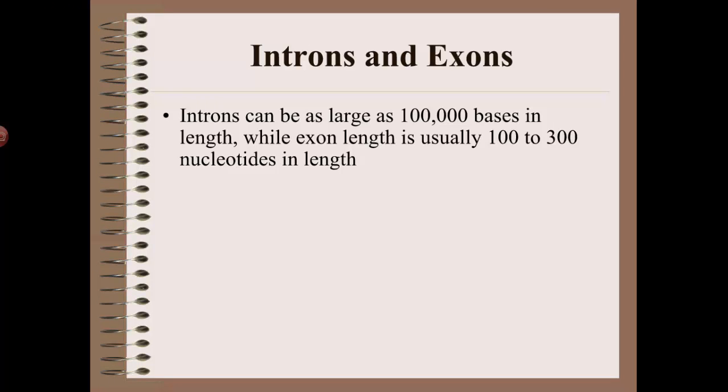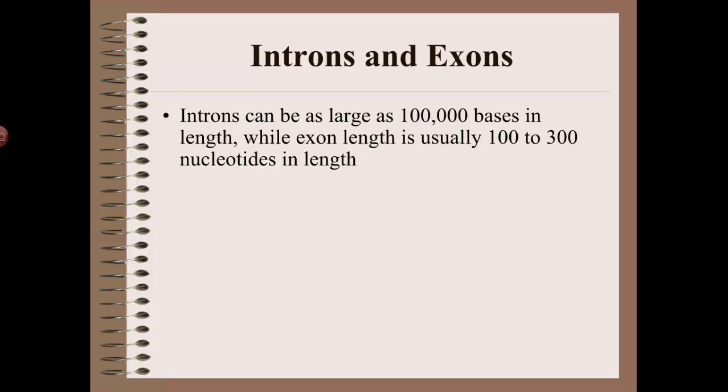There are some interesting things about these introns. They can be as big as 100,000 bases in length. Exons are usually 100 to 300 nucleotides in length. So you're talking about these long stretches of what we used to call junk DNA in the middle of your gene. Like I said, it's like trying to read a story, and every now and then there's a recipe for chocolate chip cookies, or a laundry list, or a description from Wikipedia in the middle of your story. Makes it really hard to read.